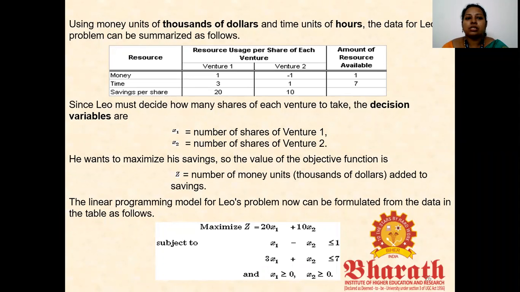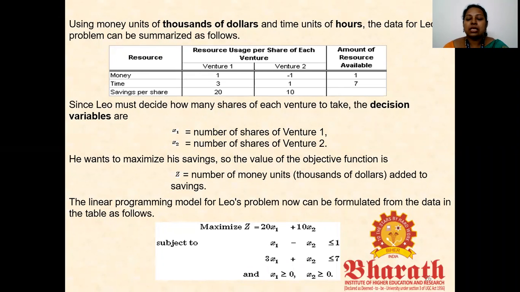The available resources are money, which is $1,000 for venue 1 and minus $1,000 for venue 2. Therefore, the constraints are: x1 minus x2 less than or equal to 1, based on the money constraint. The other one is the time constraint. For venue 1 the time is 3 hours, therefore 3x1 plus 1x2, with total availability of only 7 hours, less than or equal to 7. The decision variables are always positive, therefore x1, x2 greater than or equal to 0.